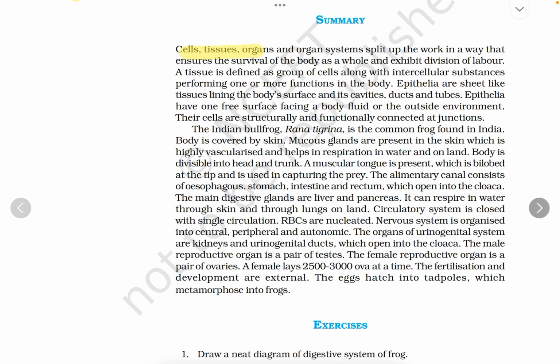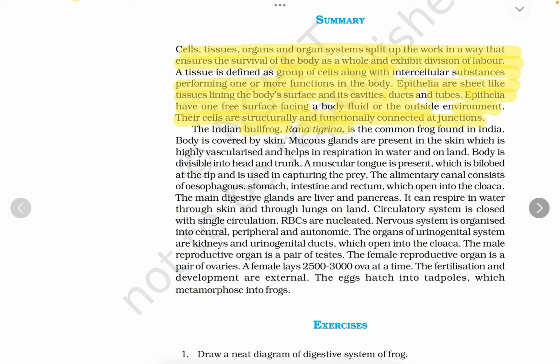So cells, tissues and organ systems split up the work in a way that ensures the survival of the body and exhibits division of labor. A tissue is defined as a group of cells with intercellular substances performing one or more functions in the body. Intercellular substances means between the cells we have some substances. Epithelia are sheet-like tissues that are formed on the body's surface and its cavities, ducts and tubes. So the epithelia are the outermost covering of any internal body parts. Epithelia have a free surface facing the body fluid and the outside environment. The cells are structurally and functionally connected by junctions.